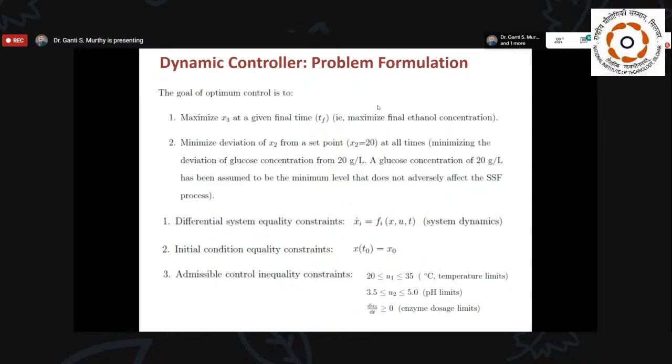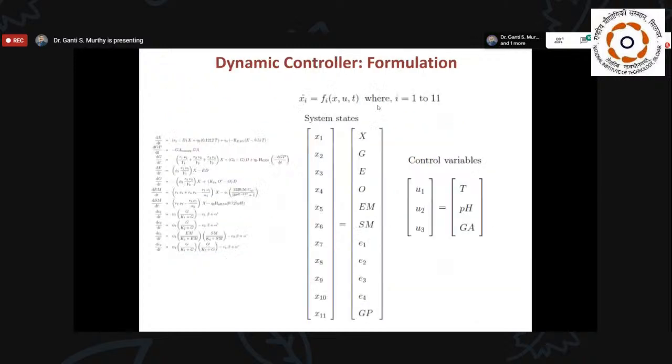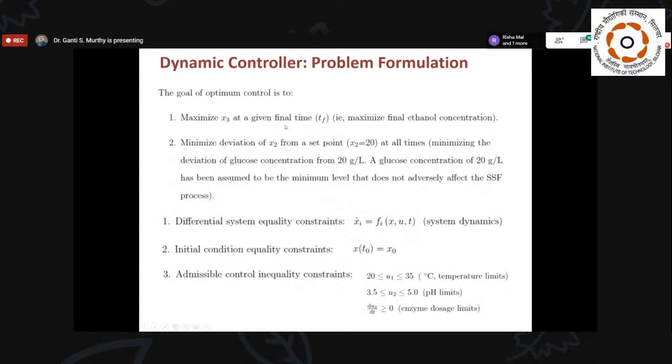Now, the problem formulation in terms of the control system is that the goal of this optimal control is to maximize x3. What is x3 in our case? x3 is ethanol concentration. We need to maximize the ethanol concentration at a given final time, because we don't care about what happens to ethanol during the fermentation. What we care about is at the end point, when my fermentation is done, I should be getting the maximum ethanol concentration, which implies I have converted all my glucose into ethanol.